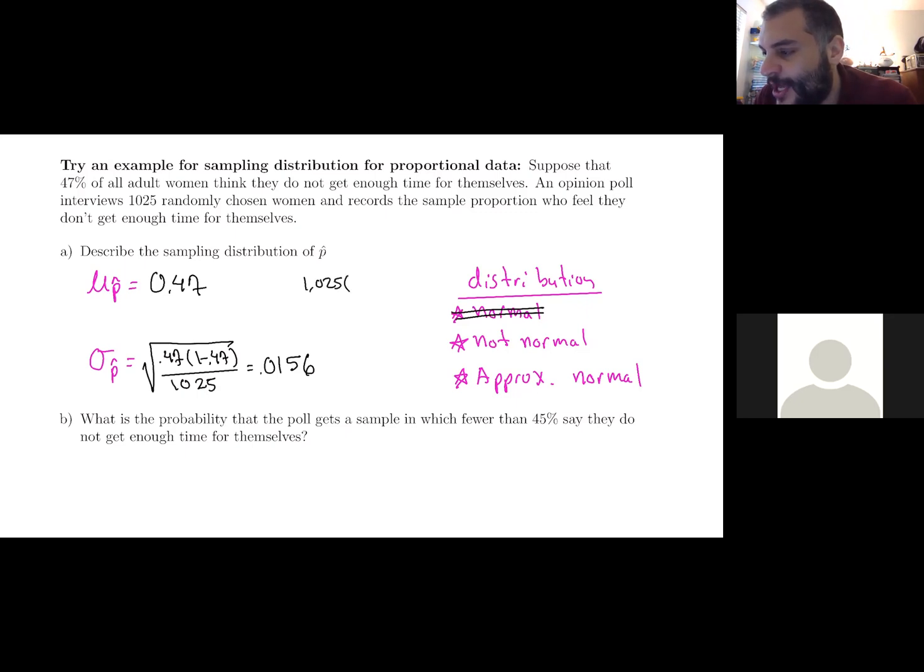So we're gonna do 1,025 multiplied by 0.47. Oops, not 45. 0.47 times 1 minus 0.47. I'm gonna do that in my calculator. So we'll say 1,025 times 0.47 times 1 minus 0.47, which is 0.53. So you get 255.3, which is indeed greater than 10. So since 255.3 is bigger than 10, we're gonna say it is approximately normal based off of the central limit theorem.